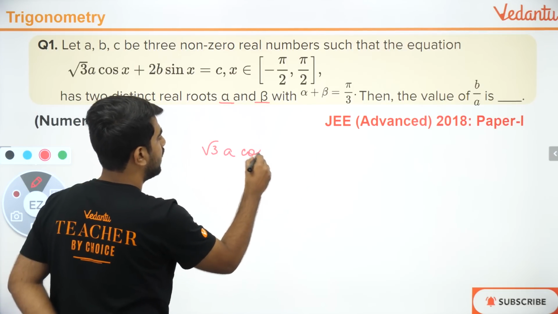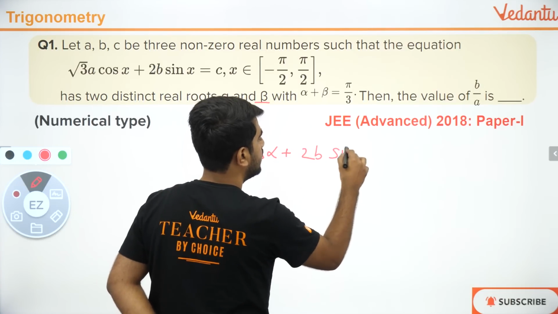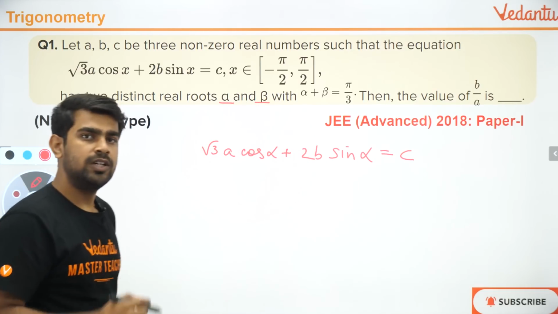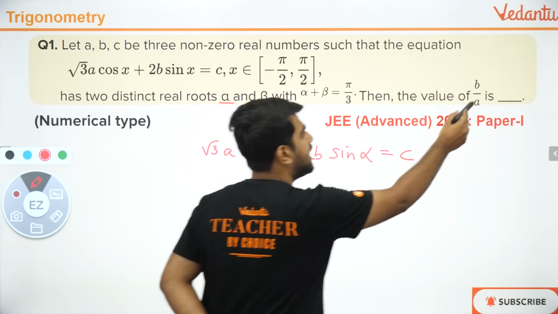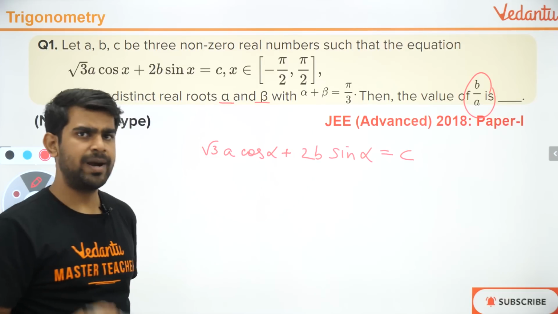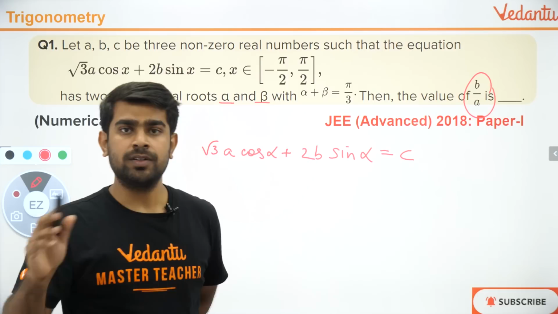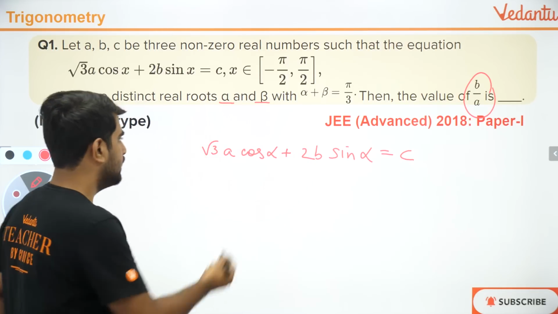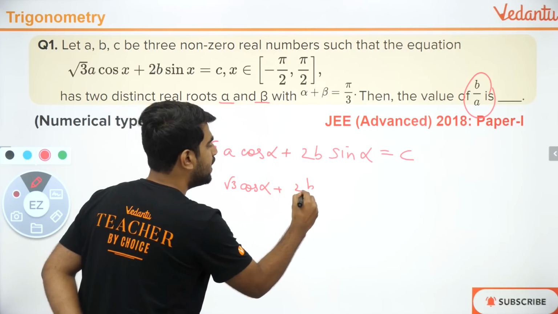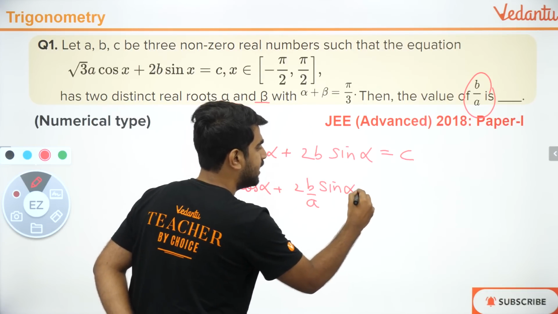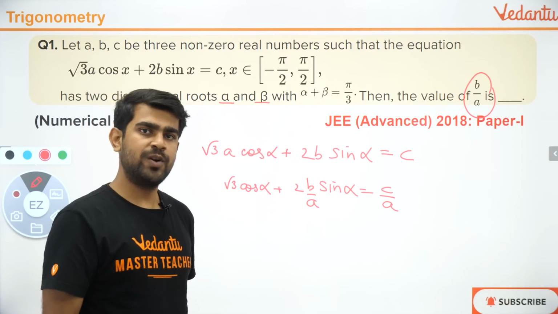So root 3 a cos alpha plus 2b sin alpha is equal to c. Now I can take the a to the other side because I want to have b by a and keep track of it. My ultimate intention is to find the value of b by a. All other things I don't really care about. So let me divide by a. What do I get? Root 3 cos alpha plus 2b by a sin alpha is equal to c by a. Are you all fine with that? Isn't this easy, guys? Everyone is able to follow?